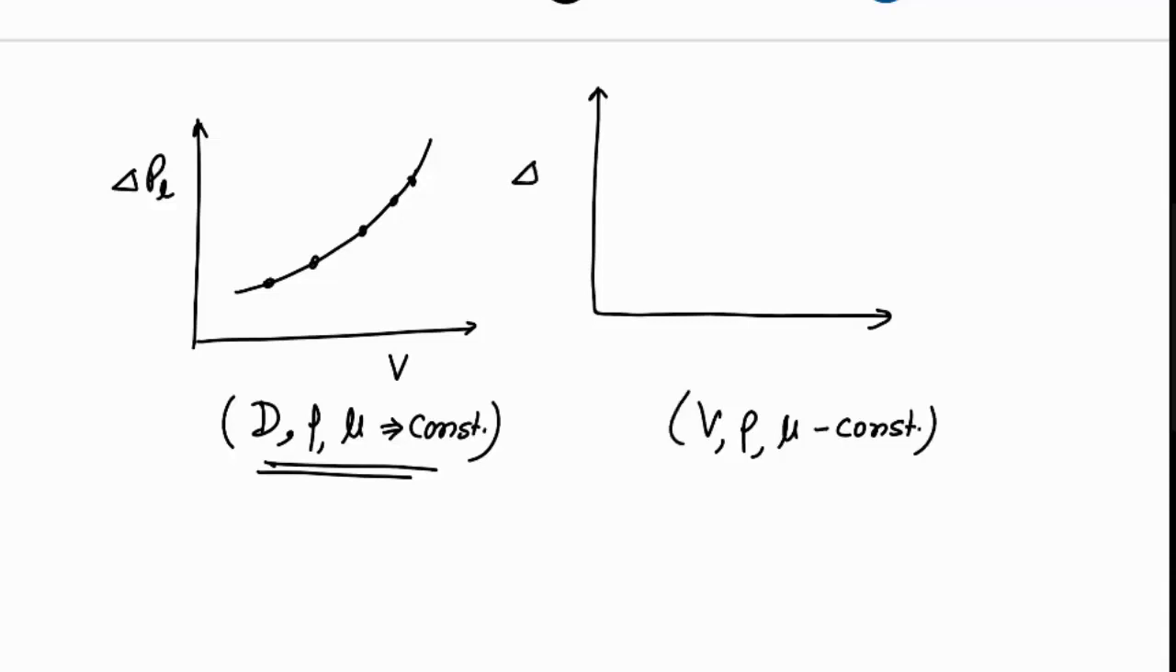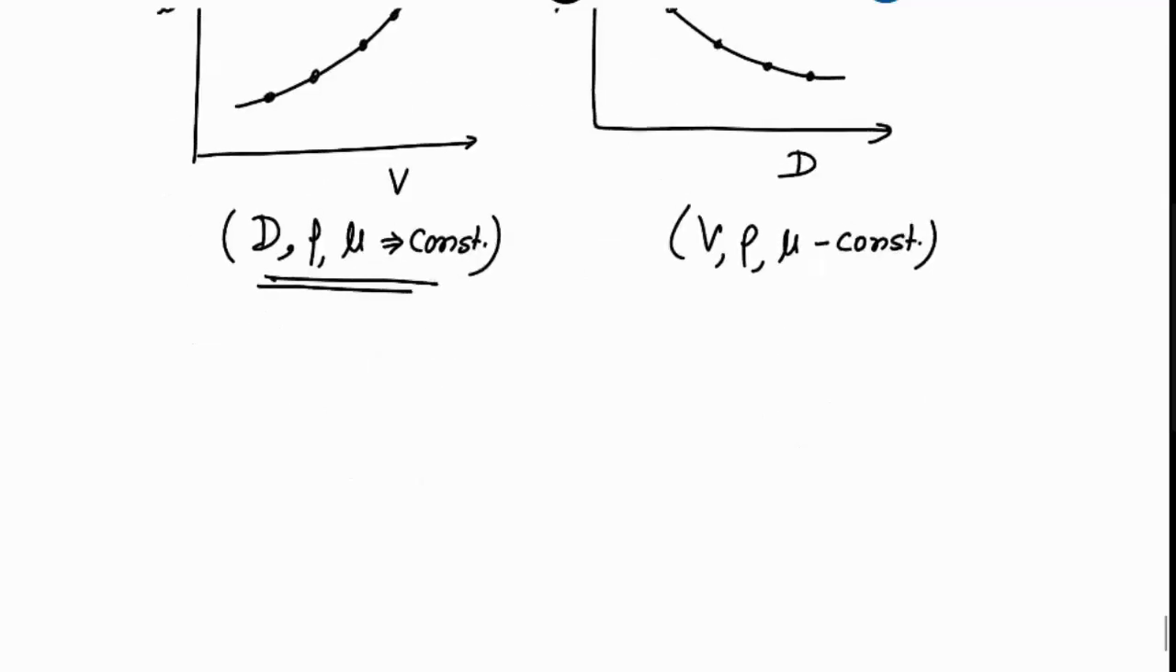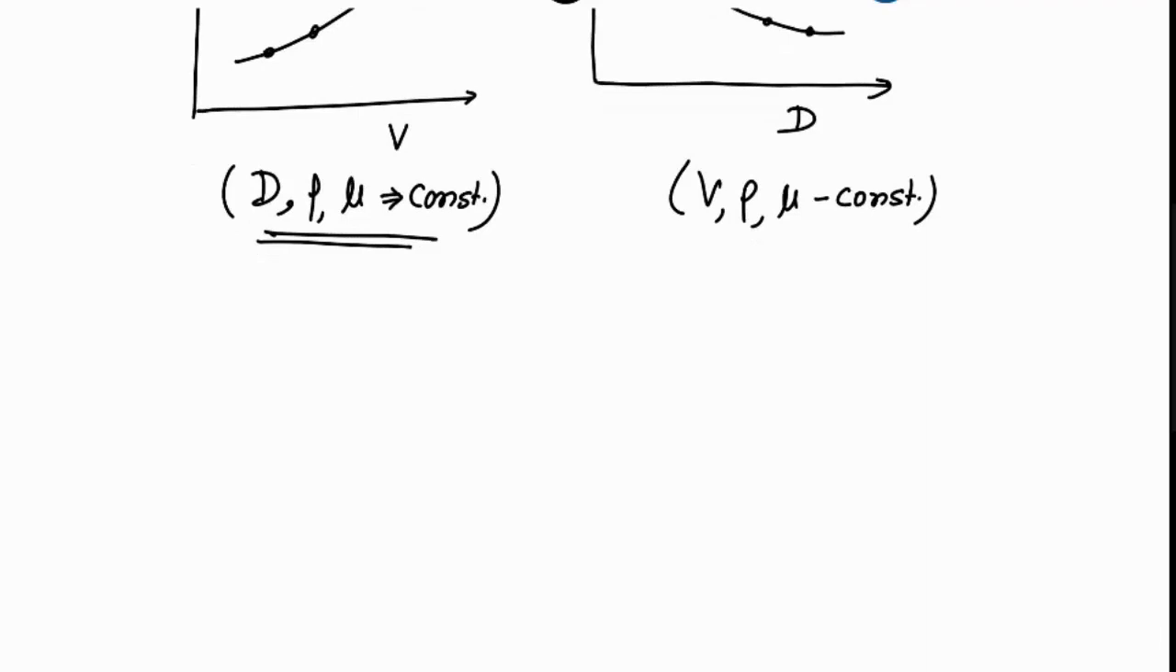Then again you can measure delta PL, and you can change the diameter because this time diameter is not fixed. You can again find some kind of function. You do some experiment, you can find this function. Other possibilities also there. You can fix dV mu.